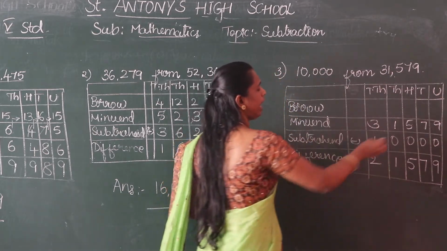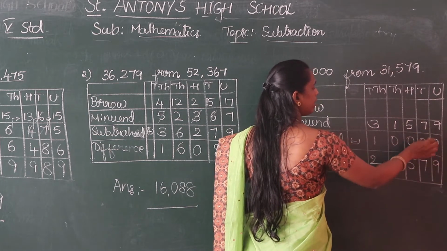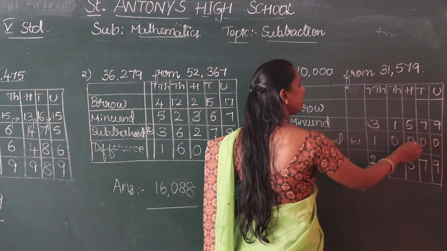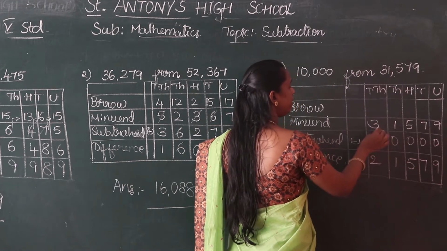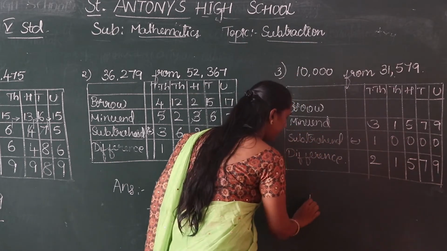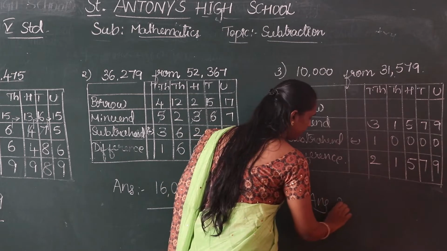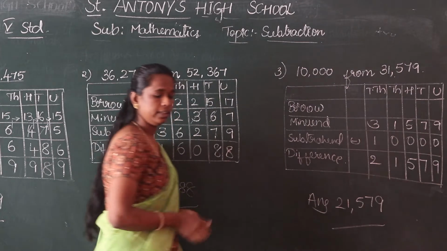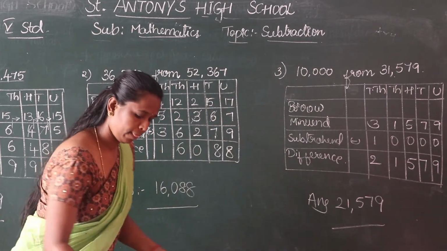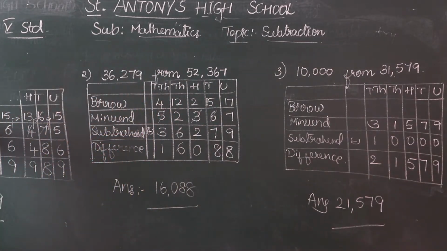Okay? 9 minus 0 is 9. 7 minus 0 is 7. 5 minus 0 is 5. And then 1 minus 0 is 1. 3 minus 1 is 2. The final answer is 21,579. Next sum is the fourth one.